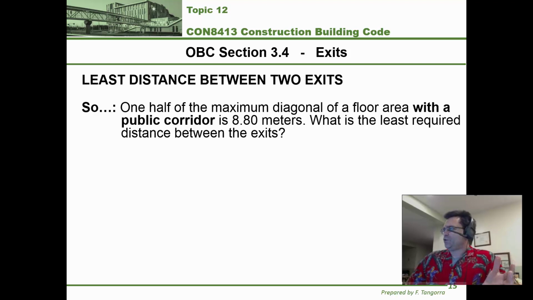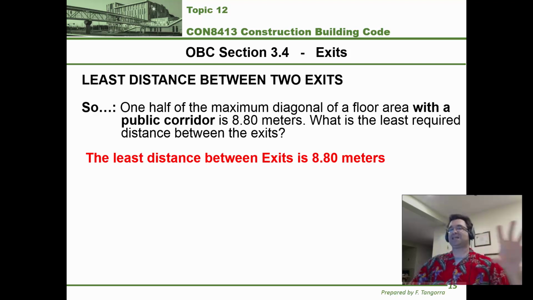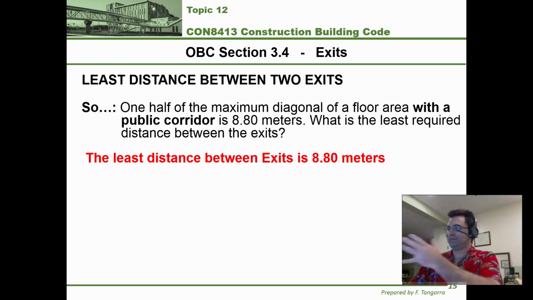Half of the maximum diagonal of a floor area with a public corridor is 8.8 meters. In a moment we'll get to how to calculate this half diagonal dimension, okay? But you're told right now, public corridor, yes, and this half diagonal is 8.8 meters. What is the minimum distance between exits? Using our algorithm, it's 8.8 meters, because if there is a public corridor, the maximum distance is allowed to be 9 meters. You get 8.8 from the half diagonal, so 8.8 is acceptable because it's not more than 9.